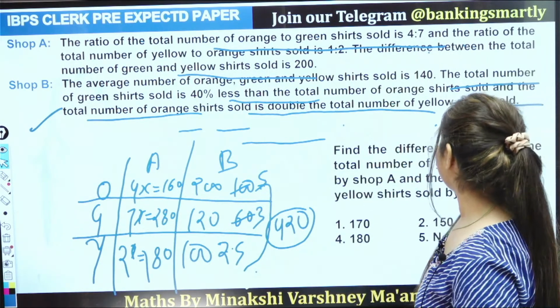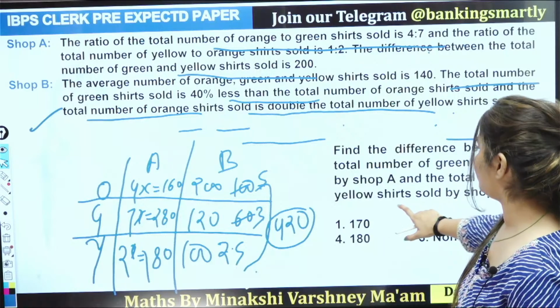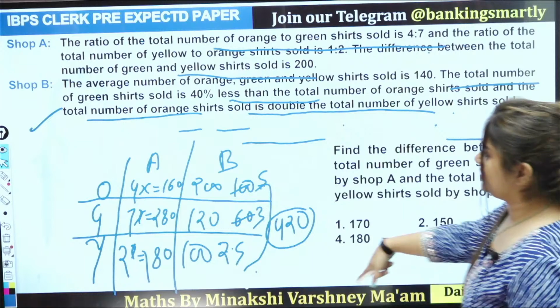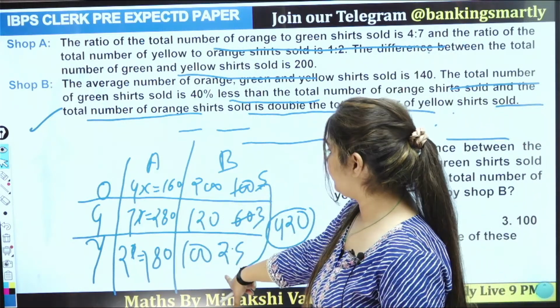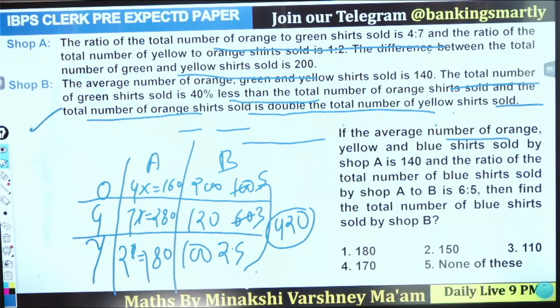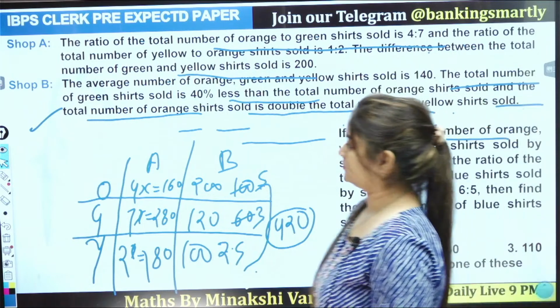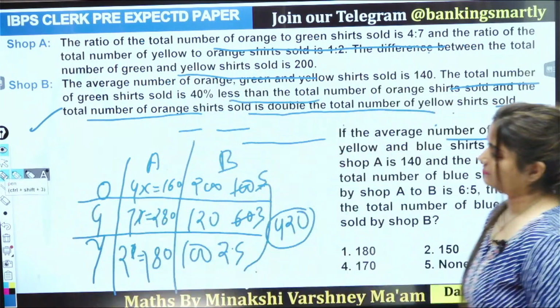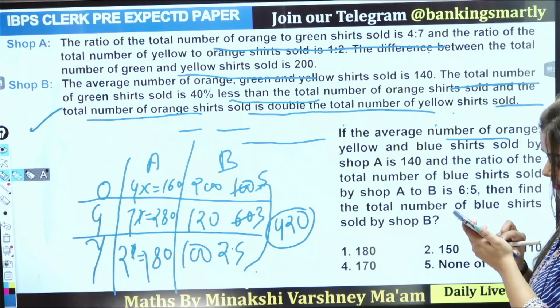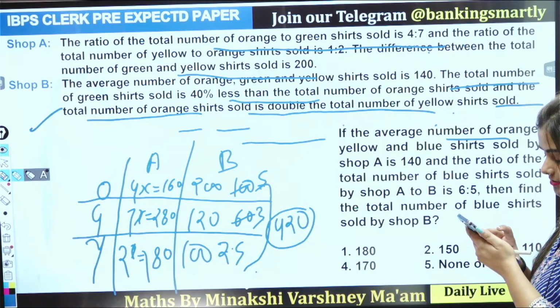Find the difference between the total number of green shirts sold by A, that means 280, and the yellow by B. So yellow by B is 100. 280 minus 100 is 180. Next. Do this question. Yes, 180 will be correct for the last one.